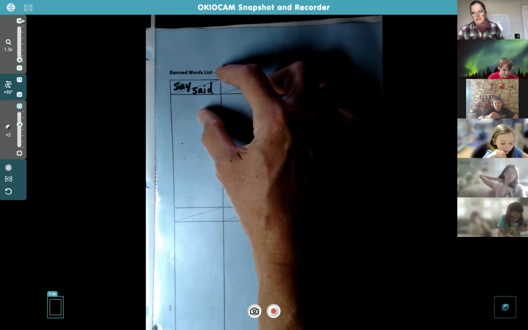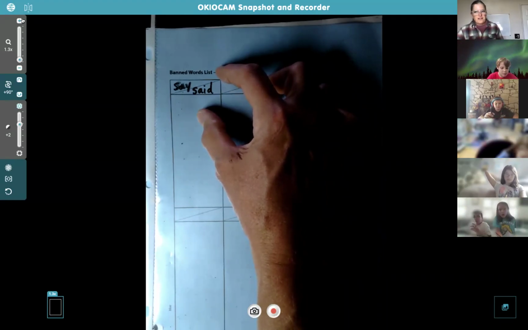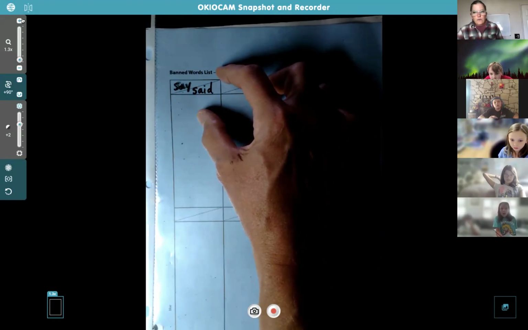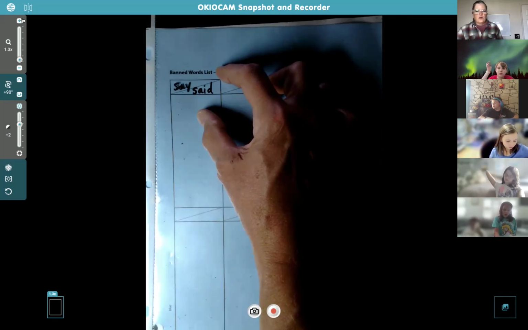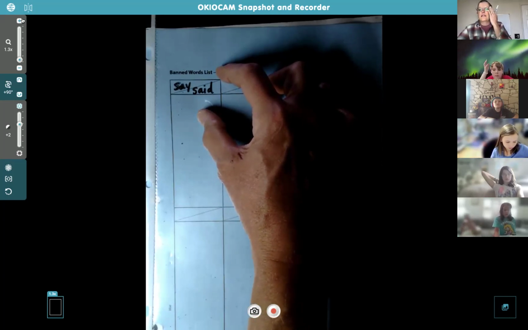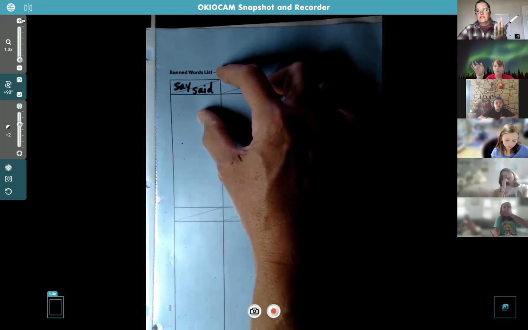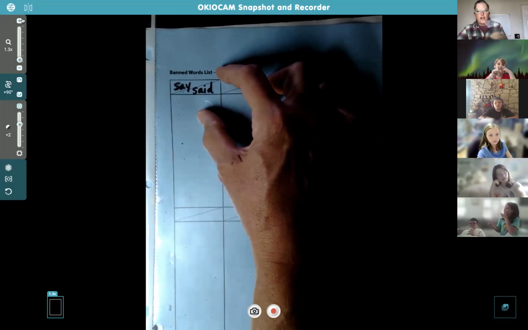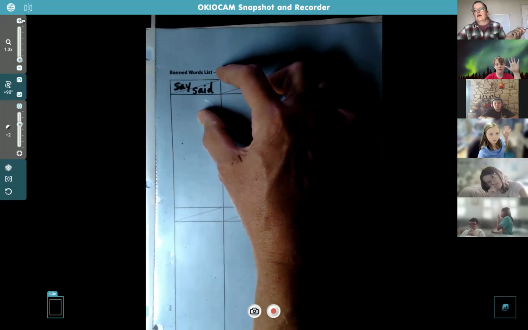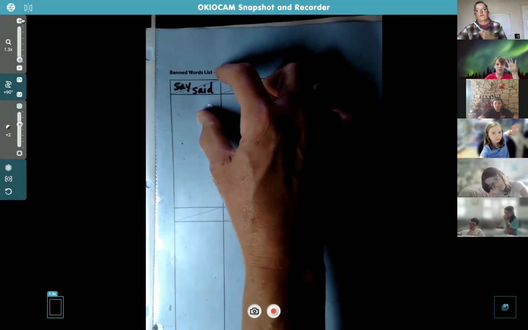These are now banned, meaning you cannot use say or said anymore in your paper. Not because they're bad words, but because we want to challenge you to think of a better word than said. And we're going to make a list of past tense verbs for that because that's normally when we write in past tense. So can anybody think of a different way to say said? If a character's talking, what's another way to say said? Allison, what do you think?